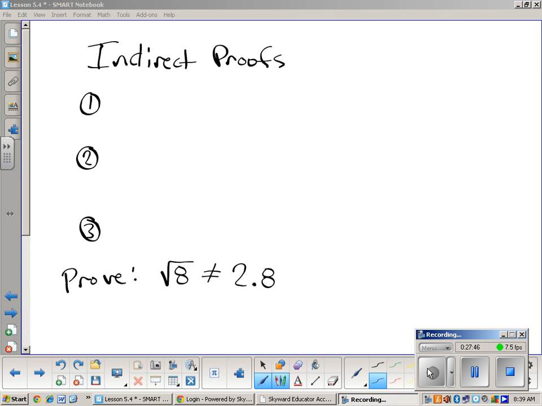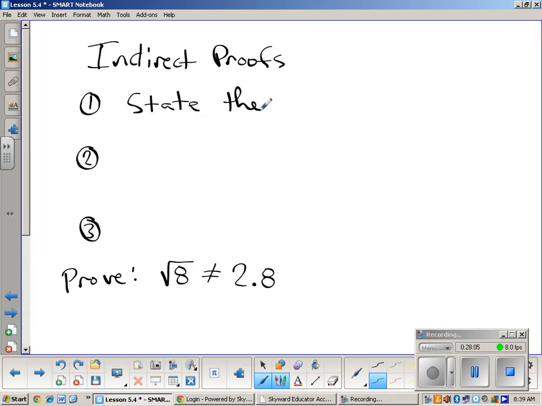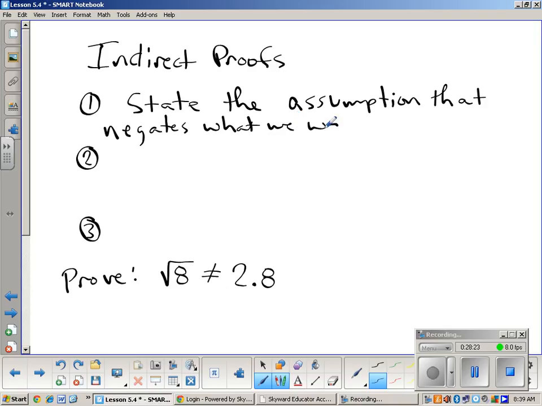All right. Indirect proofs. In writing an indirect proof, there's 3 steps we want to follow. Okay? 3 steps to write an indirect proof. The first one is state the assumption that negates what we want to prove. Okay? State the assumption that negates what we want to prove.